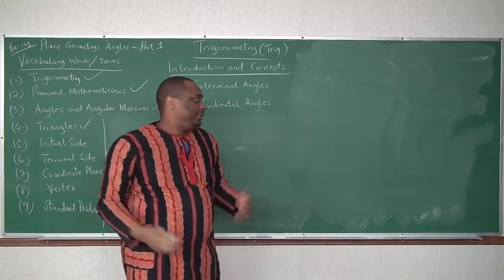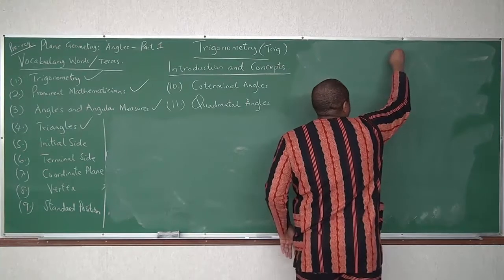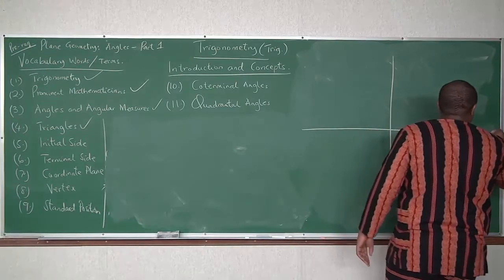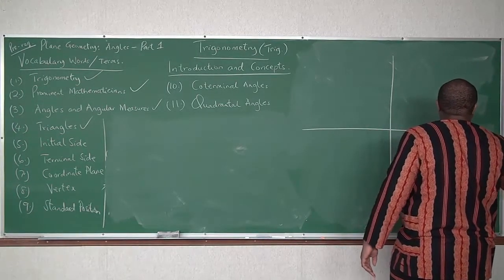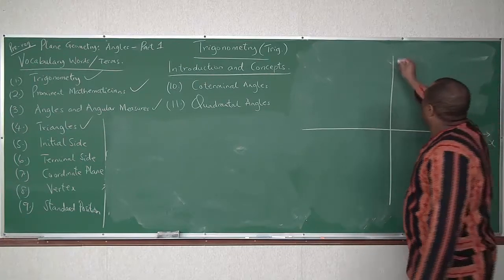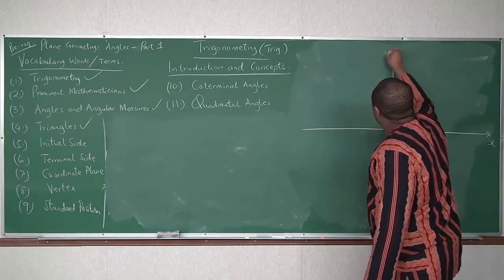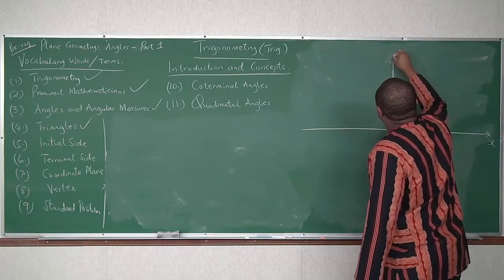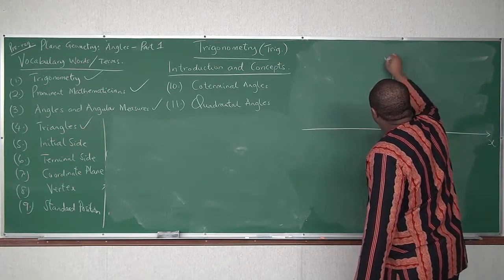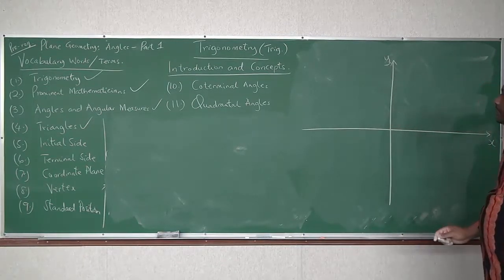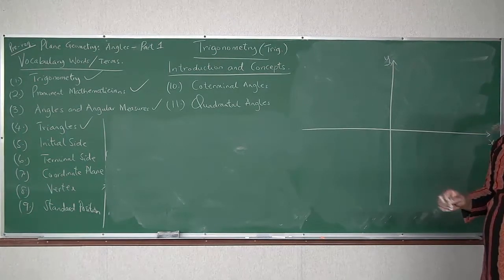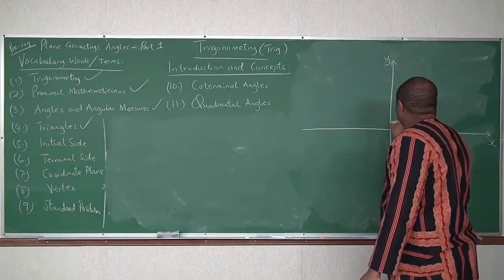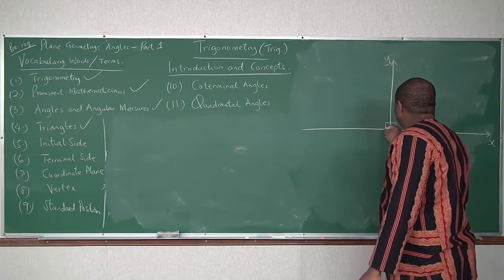Let us consider a coordinate plane. Let's draw a rectangular coordinate plane. So you have a rectangular coordinate plane. Here is your x-axis, and here is your y-axis. Right? Okay, now, as you know, in this rectangular coordinate plane, you have right triangles here. This is 90 degrees. You have four right triangles.